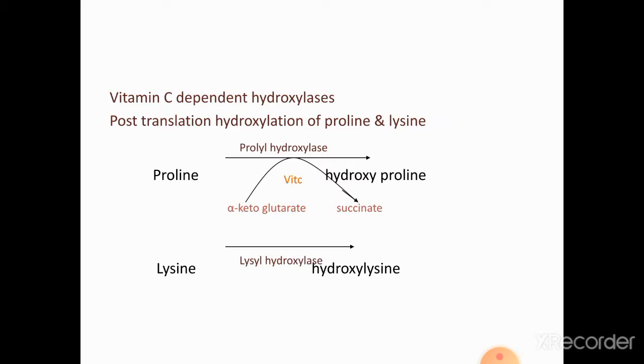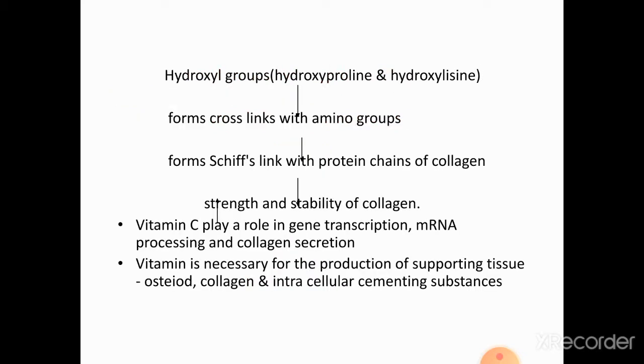So vitamin C dependent hydroxylase enzymes like prolyl hydroxylase and lysyl hydroxylase help in the post-translational hydroxylation of proline and lysine, and that is helping in the conversion of procollagen to collagen, that is the maturation of collagen. Hydroxyl groups of hydroxyproline and hydroxylysine form cross links with amino acids and form Schiff's links, increasing the strength and stability of the collagen, and thus the collagen becomes matured collagen.